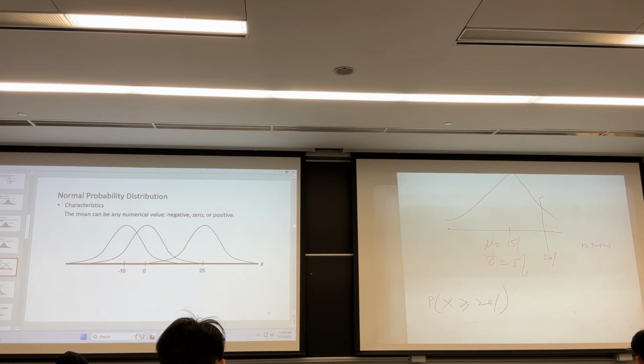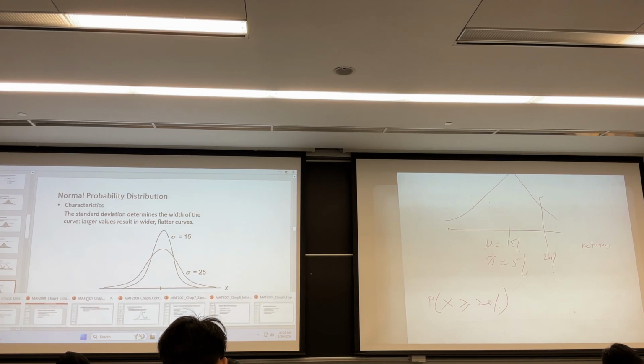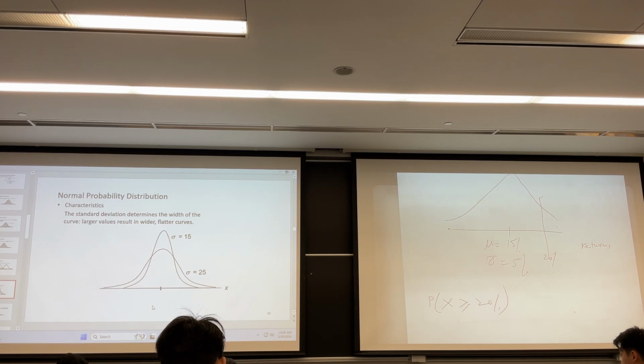Over here, I'm telling you, look, guys, even if the mean is the same, it doesn't mean that the distributions are the same. This distribution over here is more spread out, and this distribution over here is less spread out. Suppose under here I have 20.